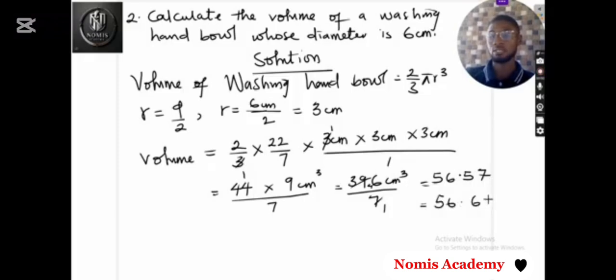56.6 centimeter cube. That is the volume of the washing hand bowl whose diameter is 6 centimeter. So I have known that the washing hand bowl takes the form of hemisphere. So the volume of that washing hand bowl is 56.6 centimeter cube. So let's take example number 3.